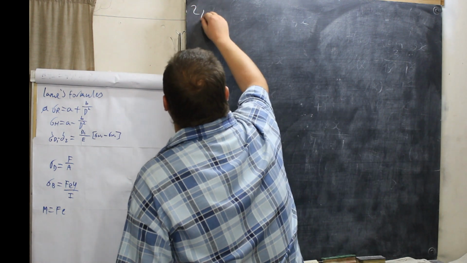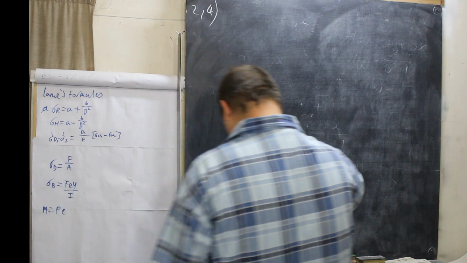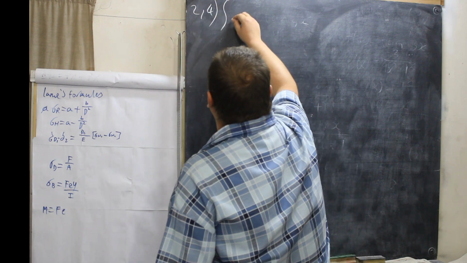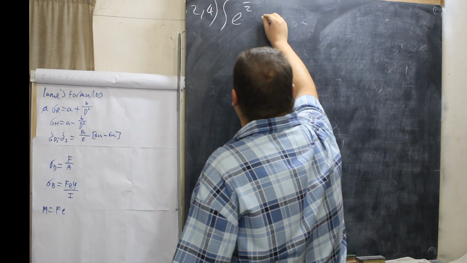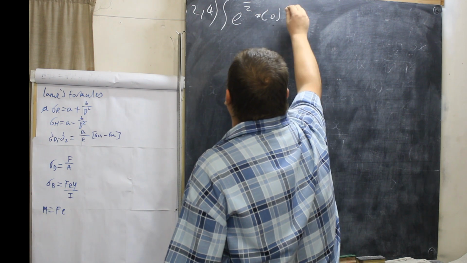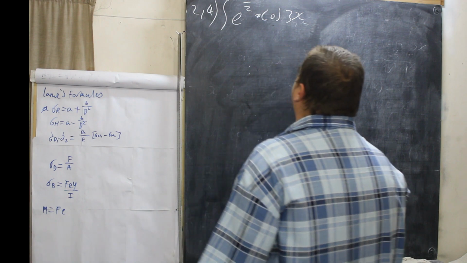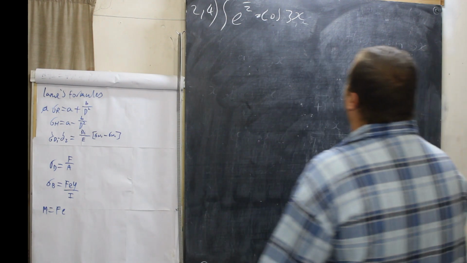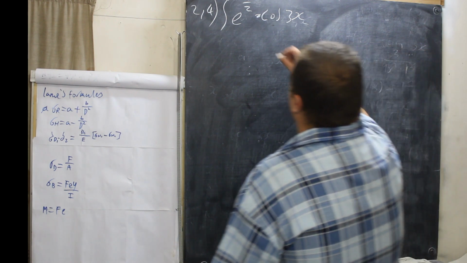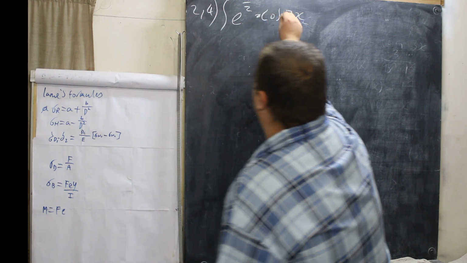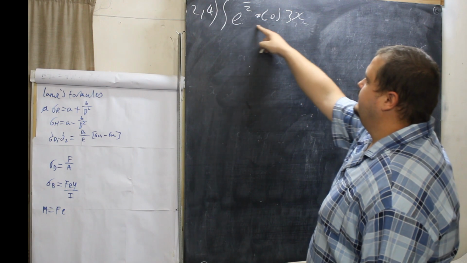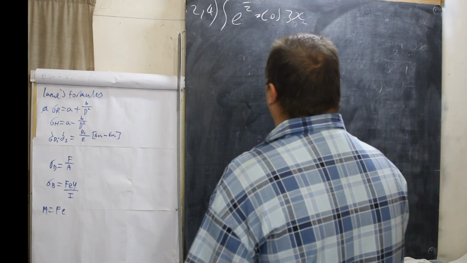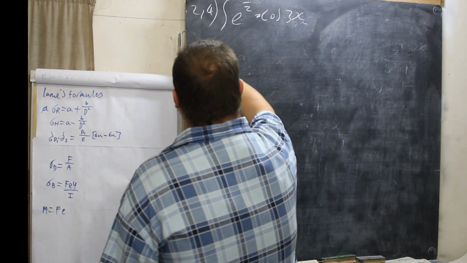Okay, question 2.4. First things first is the integral of e to the x over 2 times cos 3x. Now, this will have to be done with I, because we will end up exactly where we started, and I'll show you exactly what I mean.